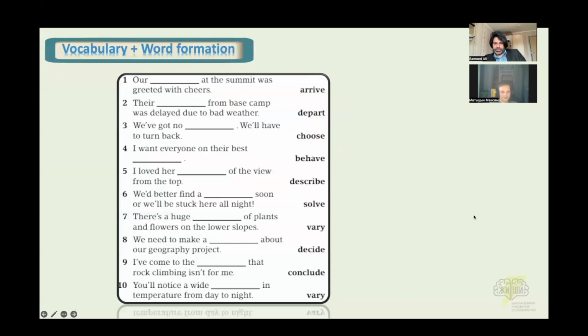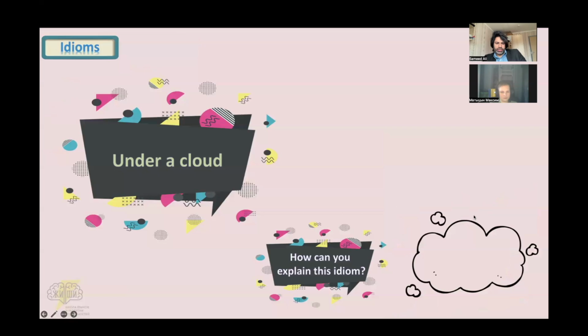Okay, let's move on to the next lesson, three. Under a cloud. Do you know this idiom? Under a cloud. I don't know. Under a cloud means in trouble or suspicion. Do you know what is suspicion? I don't know. Suspicion.